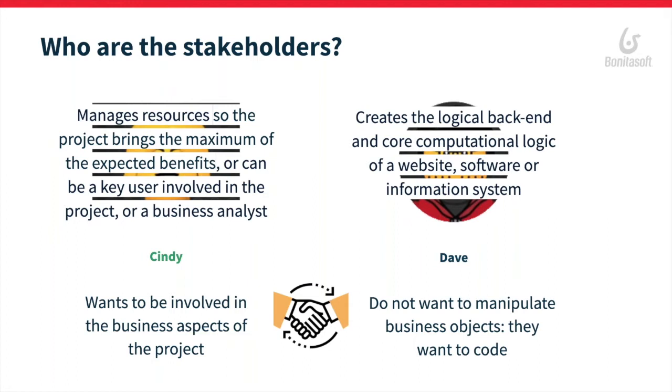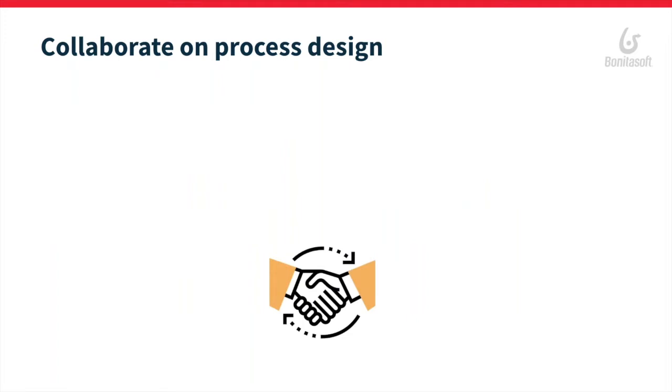So let's start with the beginning. How can they collaborate on process design? First of all, and for me that's really one important thing to know and to keep in mind before you start: they have to speak the same language. A very good way to do that is to train both of them in BPMN, because BPMN is a standard notation, so it will help them understand exactly what they want.